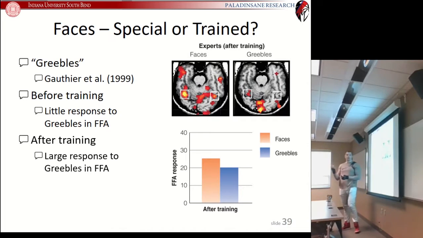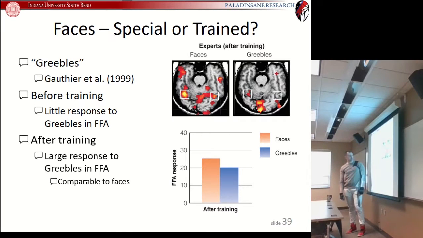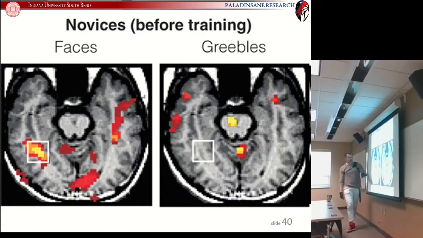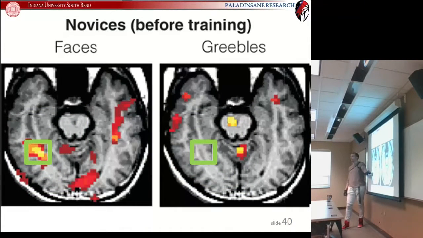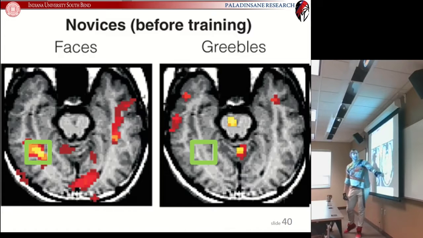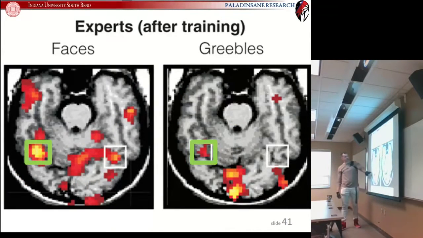You can see here, let's zoom in on the activation. You can see that the face activation in the fusiform face area is still going crazy. But now, this is before training. We can see from the time before training, there was nothing for the Greebles. Now, after training, there is for the Greebles, but there's still activation in the fusiform face area.